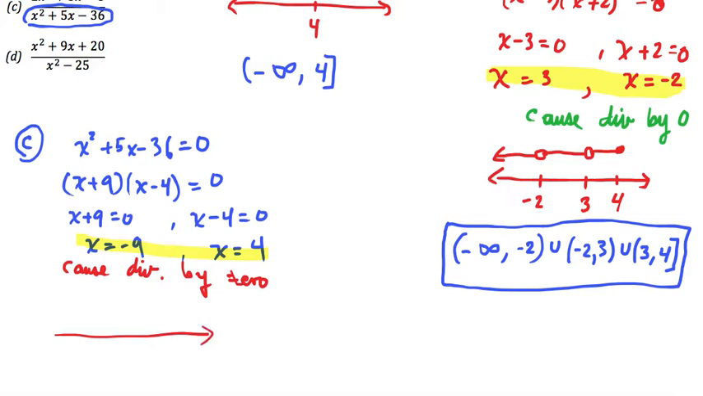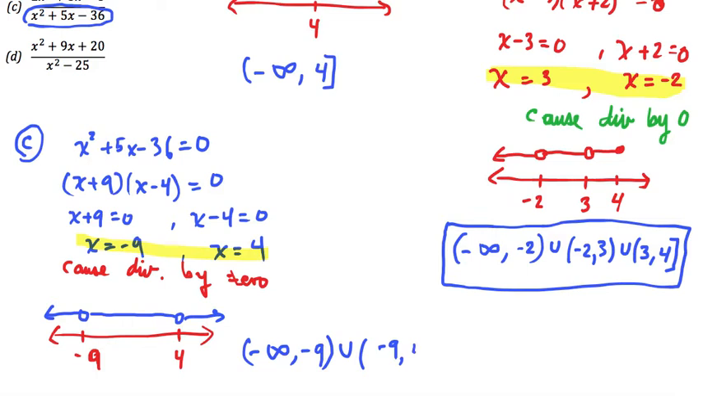So let's see what that would look like as a graph. You have negative 9 here. You have positive 4 here. And our solution set would be any number to the left of negative 9, any number in between negative 9 and 4, and any number to the right of 4. So any real number except those two. So in interval notation, we can write this as negative infinity to negative 9 in union with negative 9 to 4 in union with 4 to positive infinity.